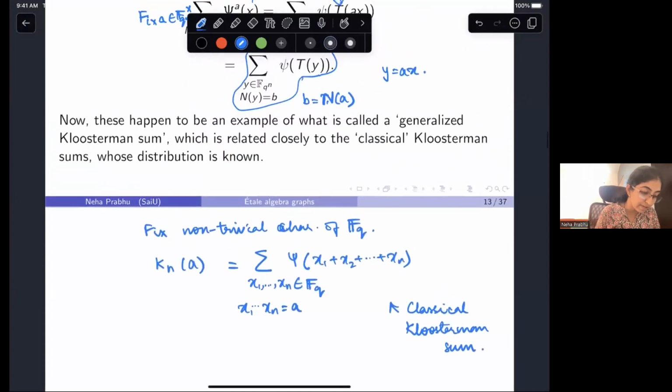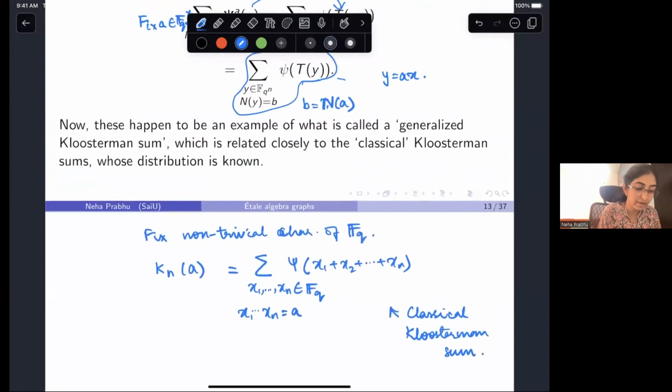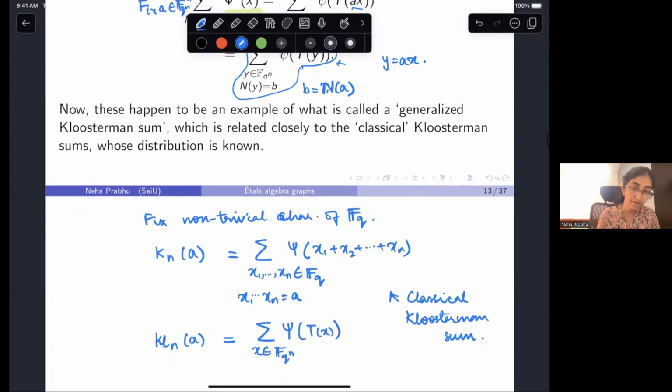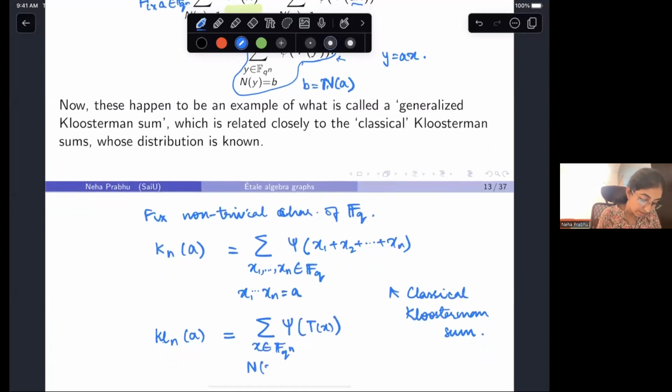Of course this looks very different from this thing here, but this is an example of a generalized Kloosterman sum. So maybe I say KL n of A. This is nothing but, you take the same additive character, and you're summing over psi of trace of X, X belonging to not Fq, but you take the extension, such that the norm of X is A. They look quite similar, but the conditions are different.